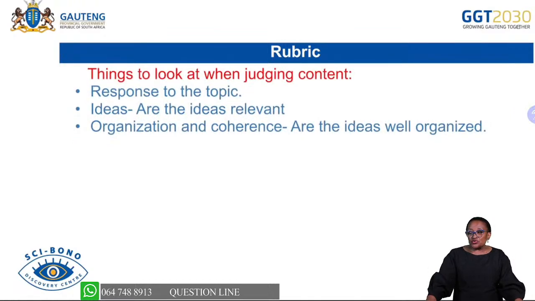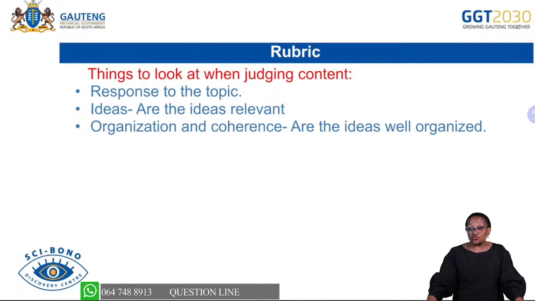What are the things that you need to look at when judging the content of your text? The first thing that you've got to look at is the response to the topic. Have you responded well to the topic? The second thing that you need to look at is the ideas. Are the ideas relevant to the topic?